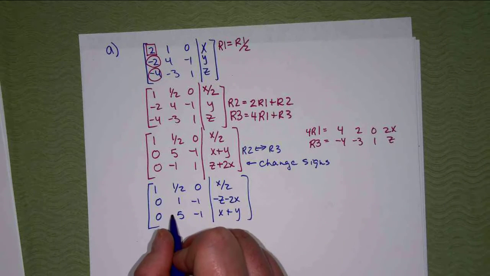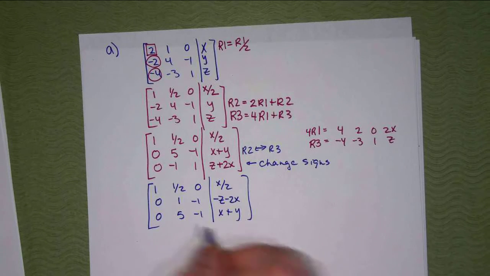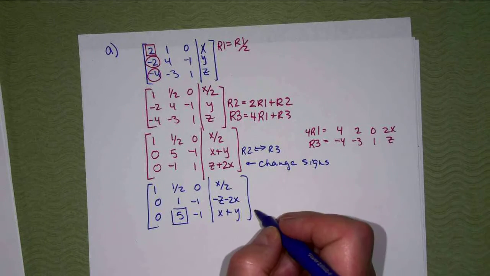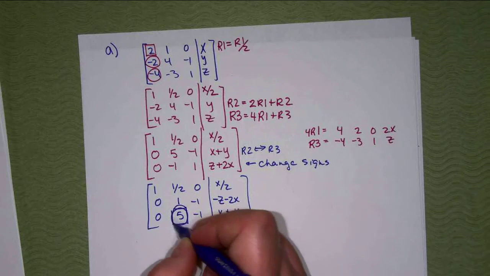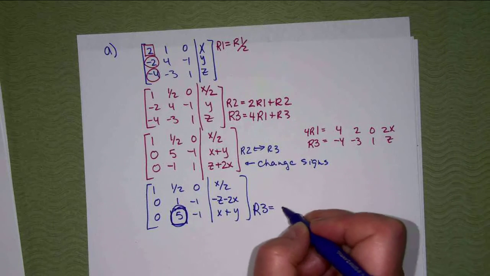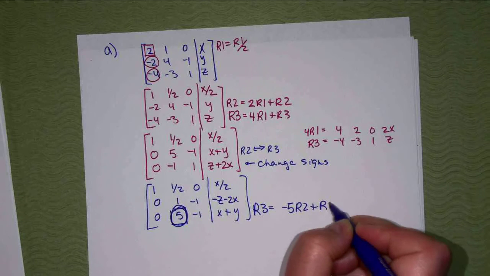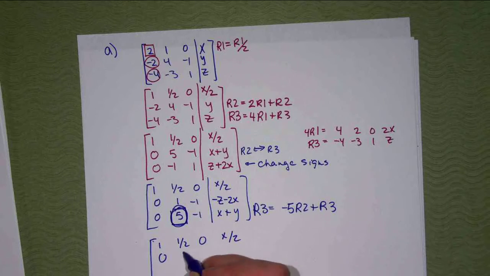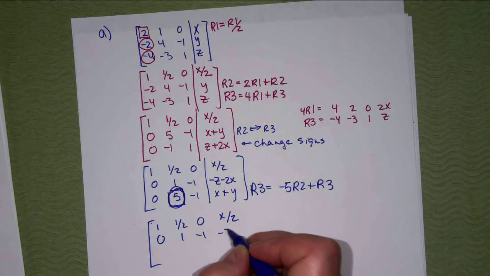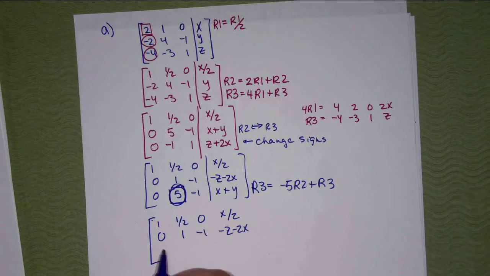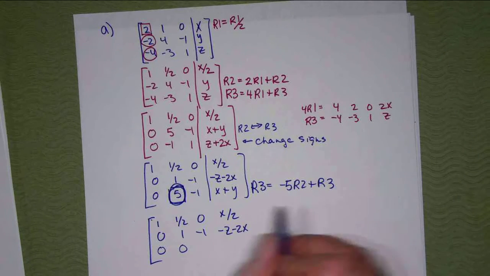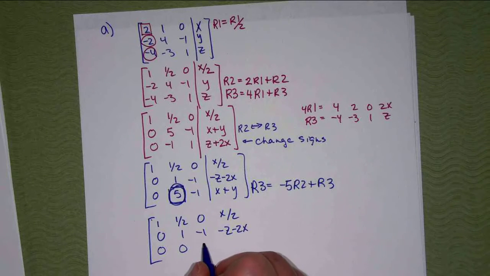So, what we would do next is, see, we're going to have a lead one everywhere. So it's fine. Let's say we have a lead one everywhere, okay? So we're going to get rid of this, row 3. So minus 5, row 2 plus row 3. And here will be 0, 0. Minus 5 is 5. 5 minus 1 is 4.